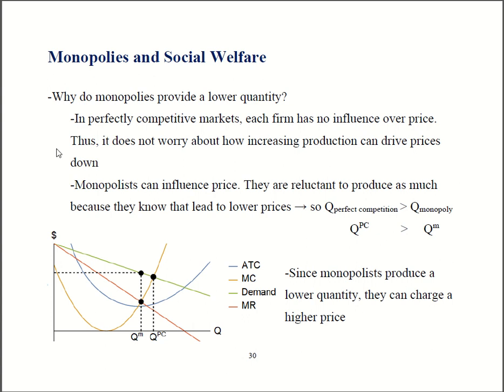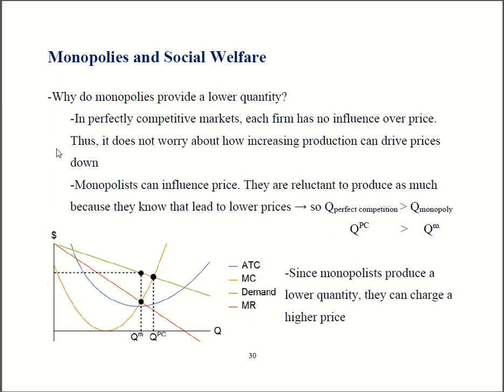So there is some intuition behind this result. Remember, if you're in a perfectly competitive market, you're a price taker. That means you can't influence the price. You have to accept the market price as given. You can't change it. So when you're deciding how much to produce, you don't worry about your production influencing price, because your production can't influence price. It's just not a factor in your decision.